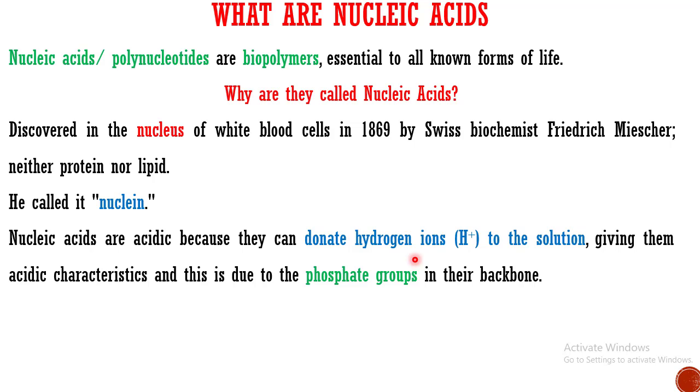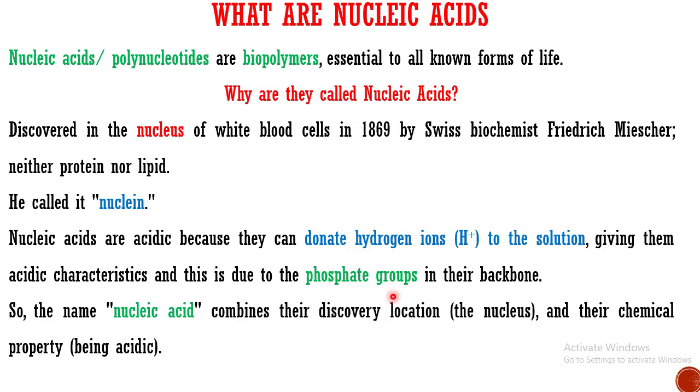And this acidic characteristic is due to the presence of the phosphate group in the backbone of the nucleic acid, which we will see in detail. So if you look at this name, nucleic acid, it combines their discovery location, the nucleus, and their chemical property, they are acidic because of the presence of the phosphate group. So we call them nucleic acids, the acids that are present in the nucleus of the cell.